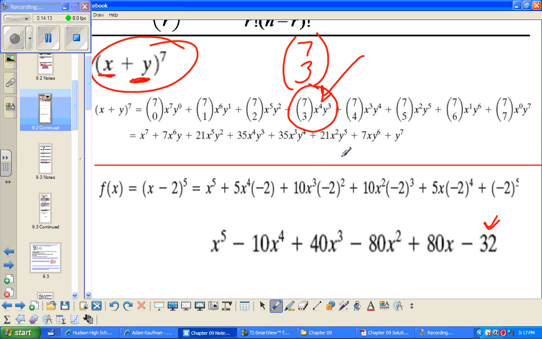So I'm going to ask you some questions like that, where you don't have to write out the whole expanded binomial if you understand where those numbers come from. That's all I'm going to say about that right now.